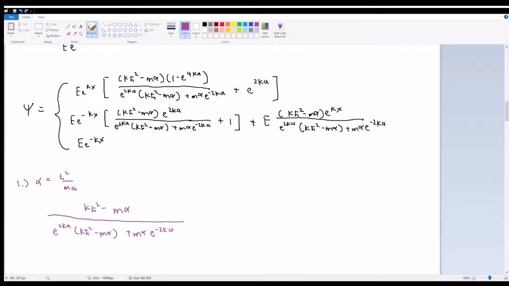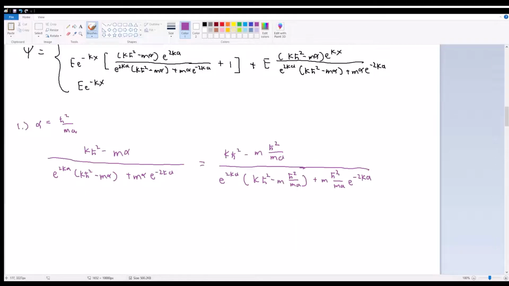So this is a common term that appears 3 times: kh bar squared minus m alpha, e to the 2ka times (kh bar squared minus m alpha) plus m alpha e to the negative 2ka. Same thing here as well. So it might be easier to just redefine this with alpha before we do anything else. This is going to be kh bar squared minus m times h bar squared over ma, and then e to the 2ka times (kh bar squared minus m times h bar squared over ma) plus m times h bar squared over ma times e to the negative 2ka.